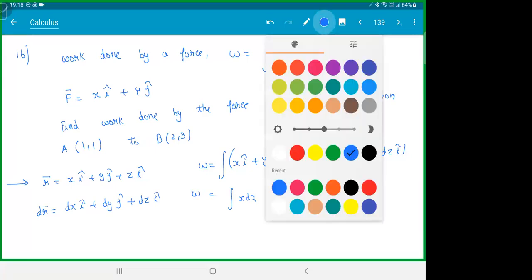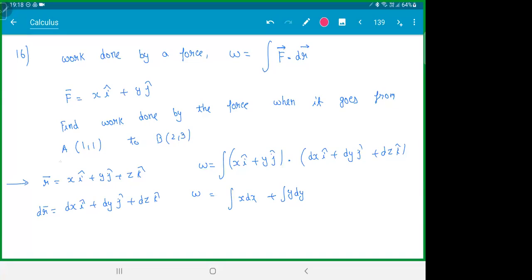You're going from where to where? You're going from A to B. So A is initial and B is final. So this should be xA, you're going from initial 1 to final xB, which is 2. So basically x dx is changing the x coordinate. This is the y integration. So yA, you're going from A's y coordinate, which is 1, to B's y coordinate, which is 3.